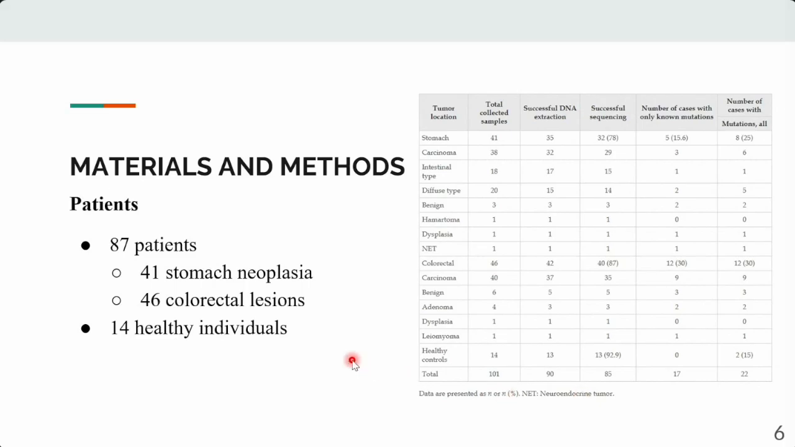The researchers found 87 patients, including 41 stomach neoplasia patients and 46 colorectal lesions, and 14 healthy individuals as the control group. The table on the right side is the summary of stool samples collected and analyzed.